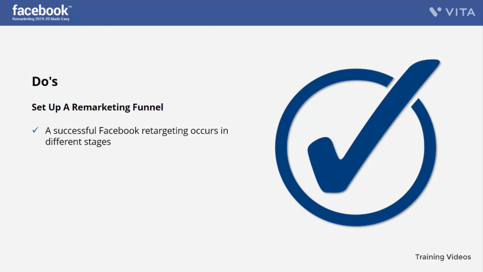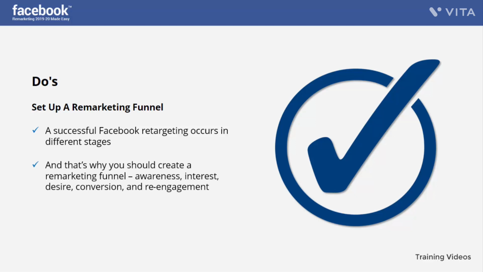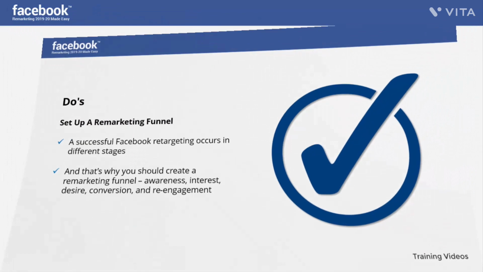Someone who only reads your post one time can be converted into a customer, only if you retarget them with the right message at the right time. And that's why you should create a remarketing funnel: awareness, interest, desire, conversion, and re-engagement. And now, let's move to the don'ts.